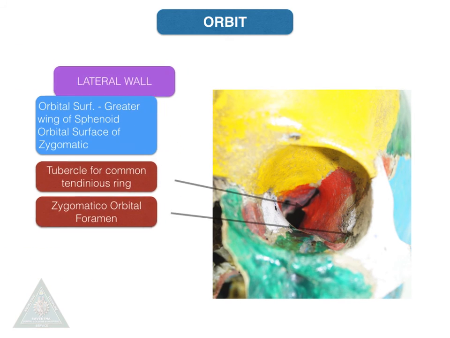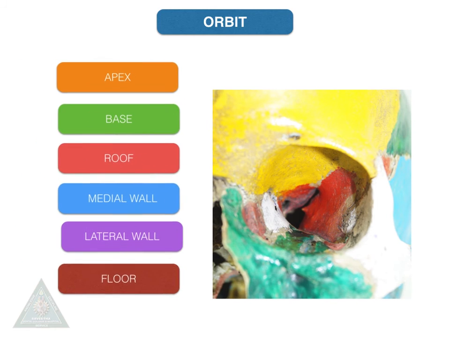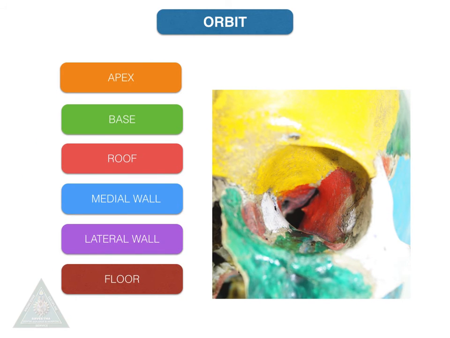The lateral wall is formed by the orbital surface of the greater wing of sphenoid and the orbital surface of the zygomatic bone. Near the superior orbital fissure, we have a tubercle for the common tendinous ring, and in the zygomatic bone, we have the zygomatic orbital foramen, which transmits the zygomaticofacial and the zygomaticotemporal nerves and vessels. These are the features in the walls of the orbit.